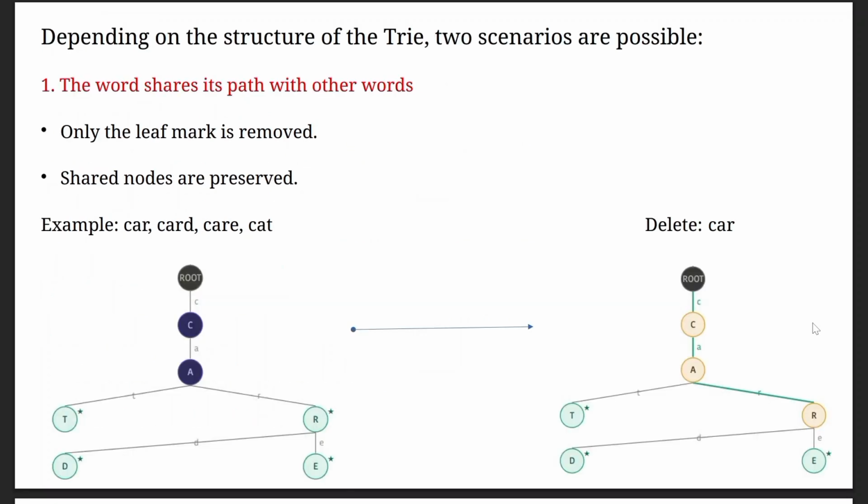In this example, the words are car, card, care, and cat. We want to delete the word car. Since card and care still use the same path, those nodes cannot be removed. Only the leaf mark of car is removed. The shared nodes remain unchanged. This ensures that the other words are not affected.